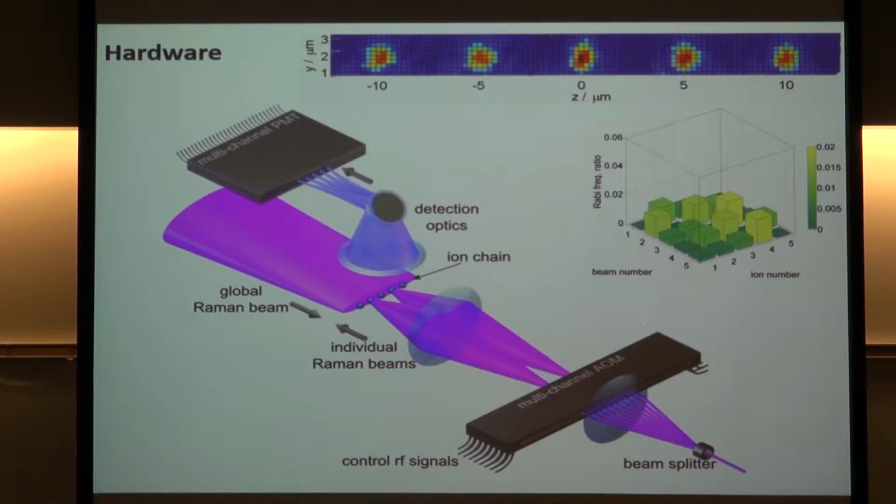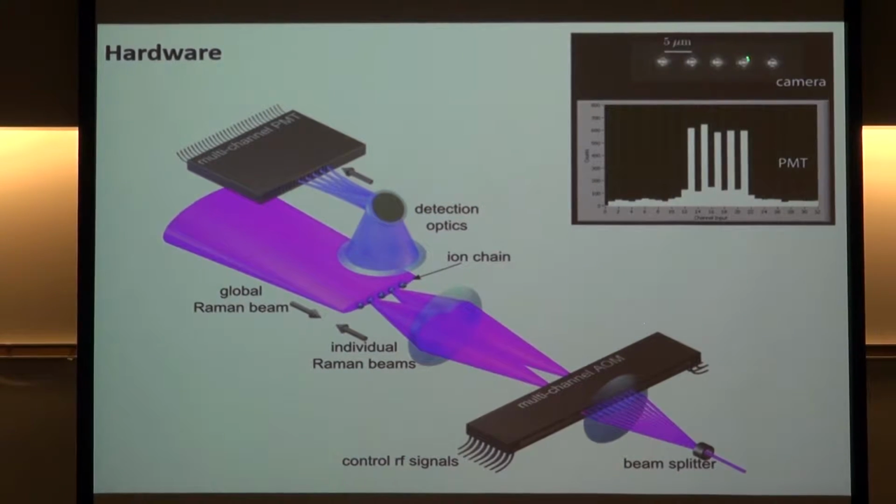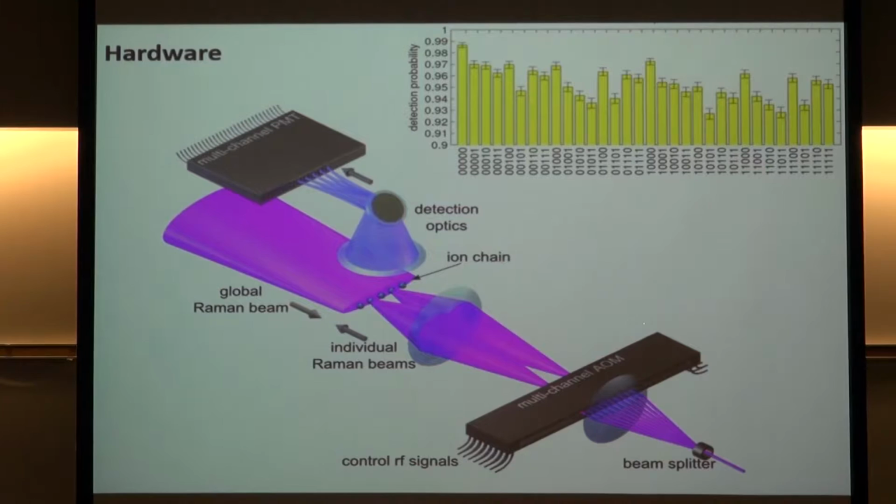The other thing we need to do is read them out, and for that we have these detection optics over here. This picture actually does show ions imaged on a camera. But for all the computational purposes, we image this chain onto a multi-channel photomultiplier. It's multi-channel, which means every ion has its individual photodetector. You can see this here. These are the channels. These are the counts. So we image on alternate channels, with one photodetector per ion. That means we can read out all of the different states that this 5-qubit system presents, and that's 2 to the n, that's 32 different states. And you can see the readout fidelity for each.